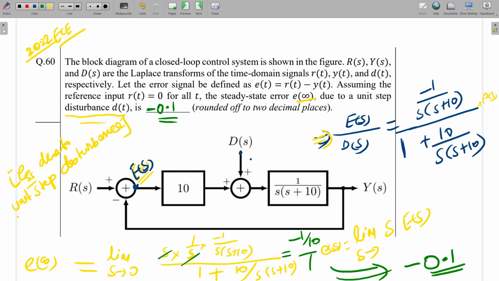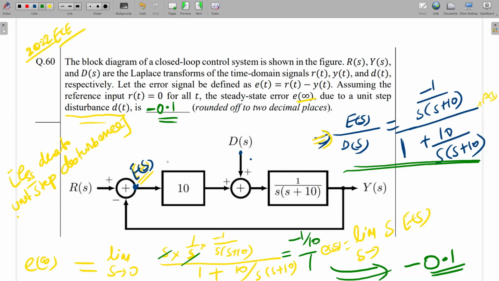Is it clear? Otherwise, I will explain again. Sir, please explain how we get E(s) by D(s) is equal. How do we get the E(s) part as minus 1 by s into (s plus 10), sir? Which one? This step, sir. This explanation. Yes, sir.